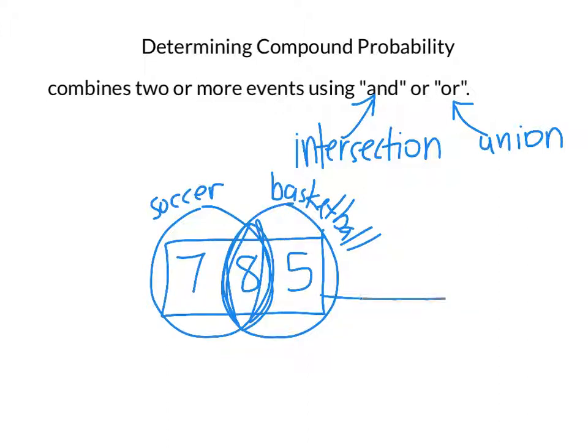So this is or, and this is and, the intersection, just the 8 who will play both. And again, the or, soccer or basketball, both are great. So that's a union that combines everyone. It puts all of them together. So in our probability, that's what we're looking for. Are we looking for either or, it doesn't matter, or are we looking for it has to be both?